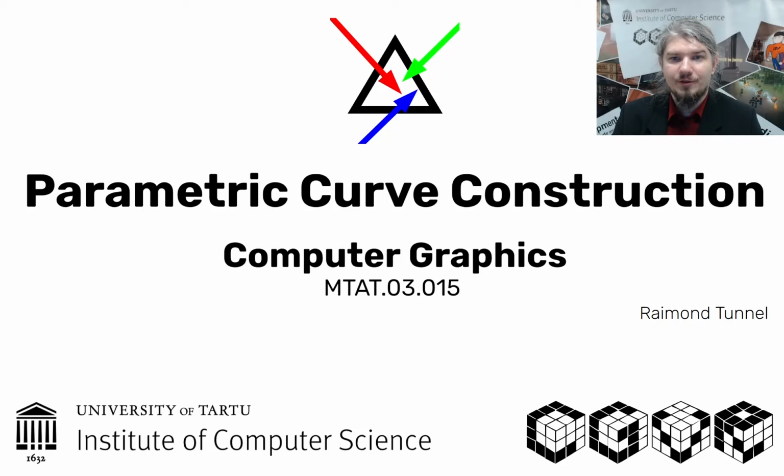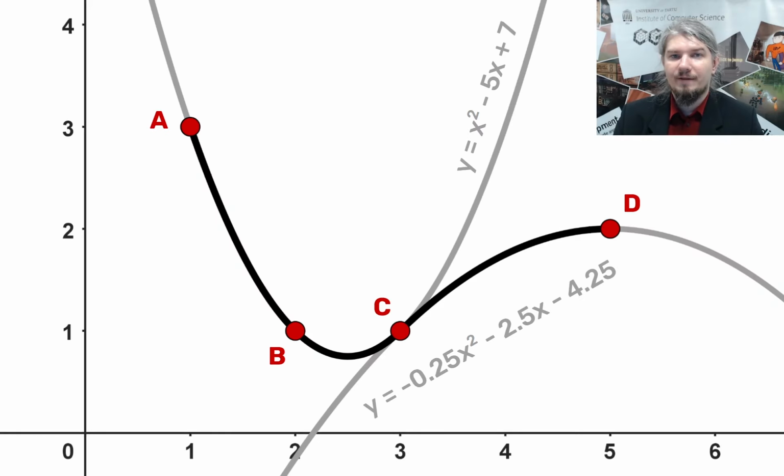Parametric curve construction. Often in computer graphics we want to create some kind of smooth curved lines. So here we have two parabolas, this one and that one down here. And these are combined in a way where if we take the segment along this parabola from point A to B to C on the first parabola and then continue on the second parabola until point D, then we get this nice smooth curve here.